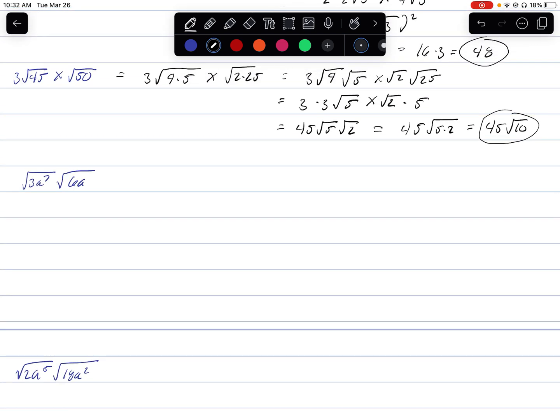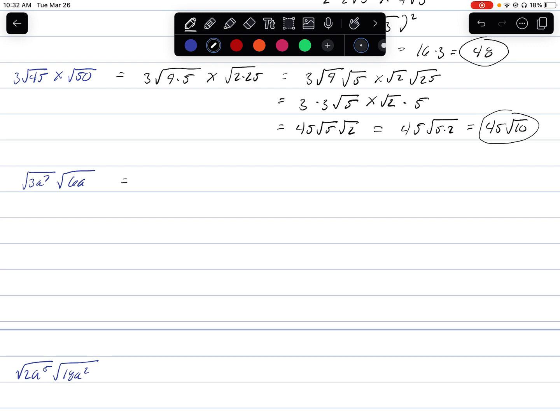Okay, now let's look at this one here, where we have the square root of 3a to the 7th times the square root of 6a. Well, right away, we're going to use our multiplication rule. We're going to combine everything under one square root. So if you don't know what else to do, that's a good place to start, because maybe you can simplify it once all the numbers are together.